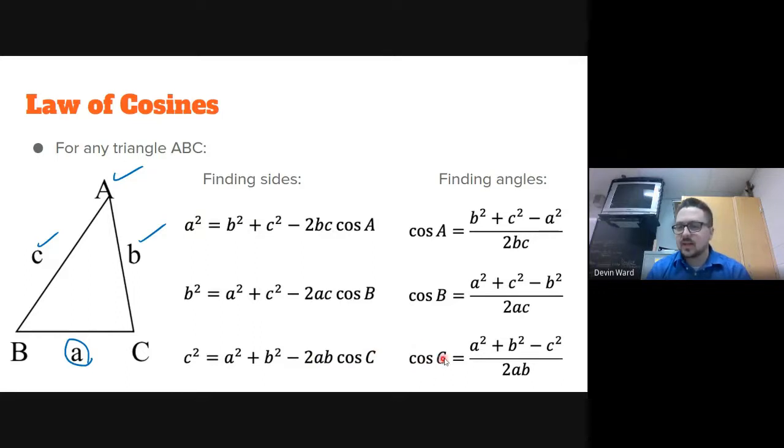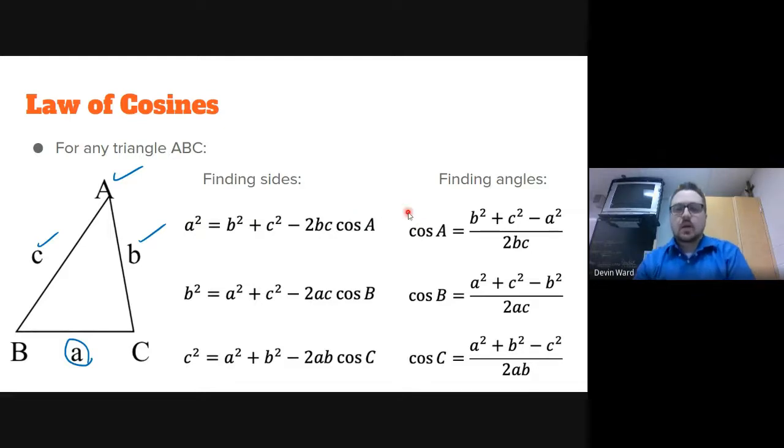Or cosine C equals a squared plus b squared minus c squared all over 2ab. So really, these six formulas that we have here, they're all the same formula, just switching the letters based on the angle we're looking at, and these two are just rearranged from one another.